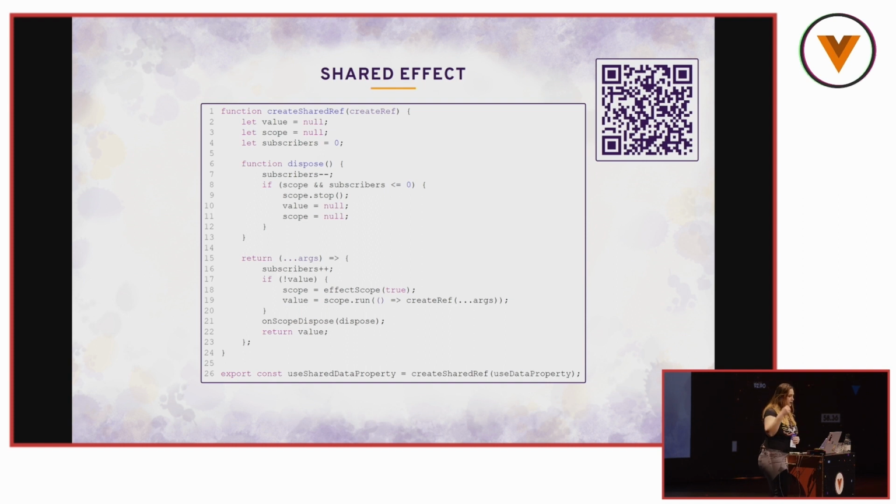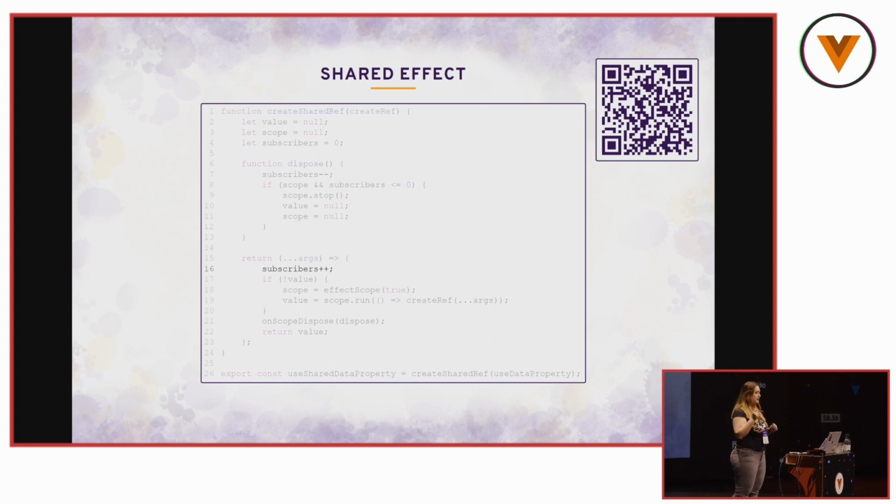So this is a composable factory. It takes a composable and it returns another one. How is it working? First, we need to keep track of how many things depend on the reference we are creating, because we want to release it when there is no more, but we don't want to release it too soon. So we keep track of the number of subscribers.